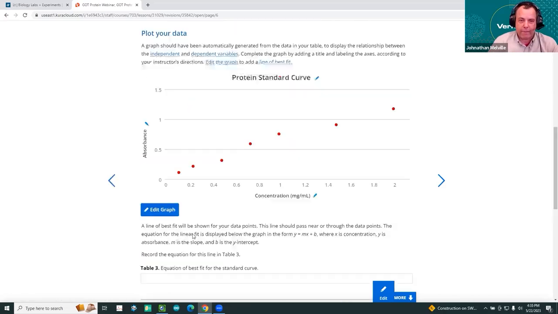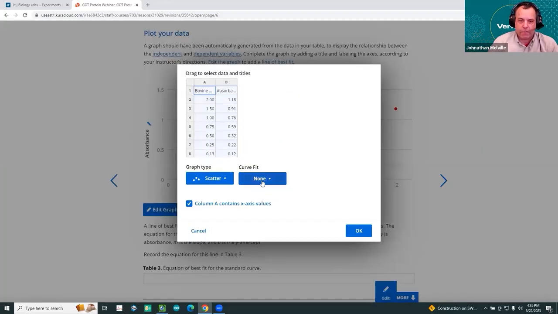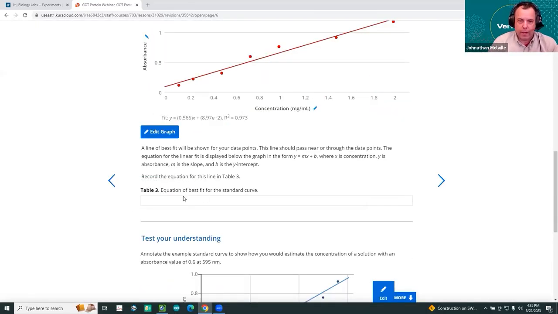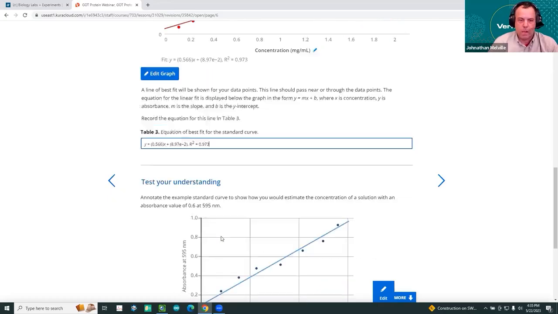So then I've edited the graph. One thing that's missing, hey, what about plotting a curve fit? Well, I can do that too. Here's a linear curve fit. And then also down here, it says, hey, put the equation of the standard curve fit. Well, I can just highlight it here, paste it. And just so you're aware, that's a really small number there, 8.97 to the exponent -2. The R square there is very good. So y equals mx plus b, b is close to 0.